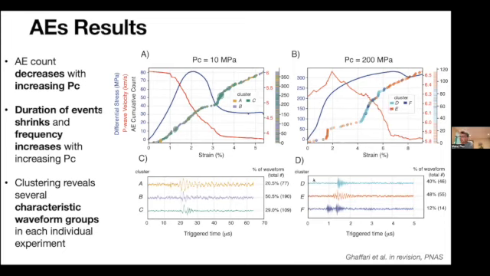And the clusters here are quite different than at the lower pressure. The biggest difference is basically in their duration. If you look at the time that these acoustic emissions take or are active, it's only on the order of about a microsecond. So there's an order of magnitude shrinking in the time scale of how these acoustic emissions are occurring. So the frequency is increasing as we're increasing the confining pressure.